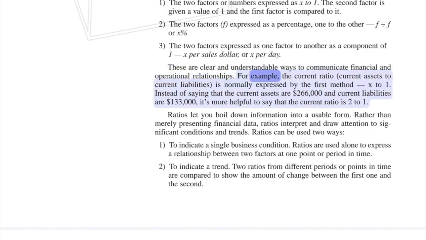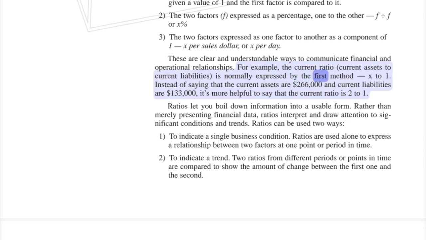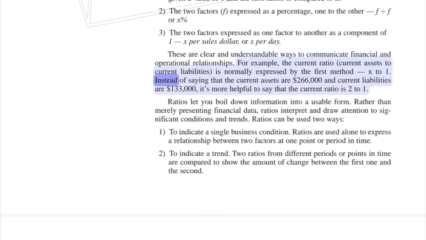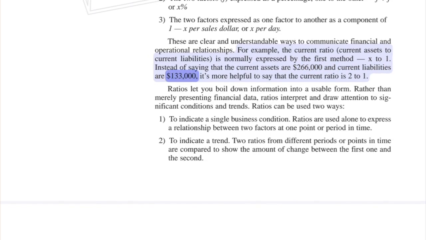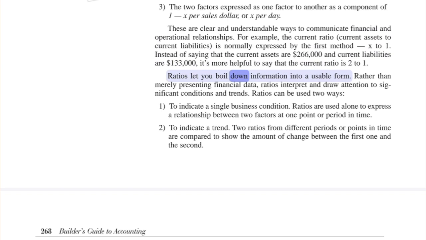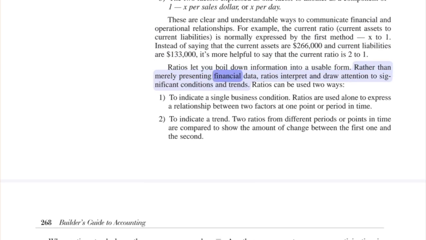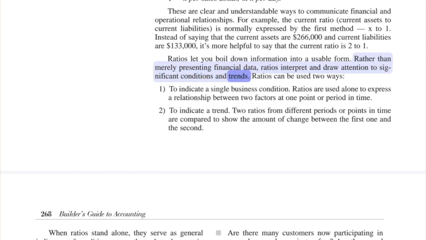For example, the current ratio is normally expressed by the first method, x to 1. Instead of saying that the current assets are $266,000 and current liabilities are $133,000, it's more helpful to say that the current ratio is 2 to 1. Ratios let you boil down information into a usable form. Rather than merely presenting financial data, ratios interpret and draw attention to significant conditions and trends.